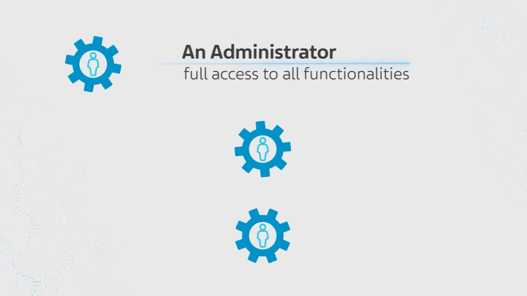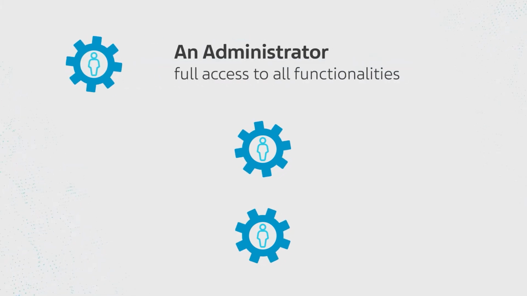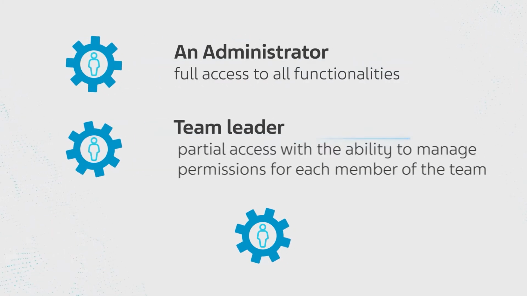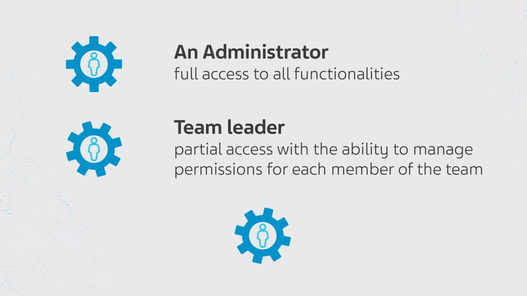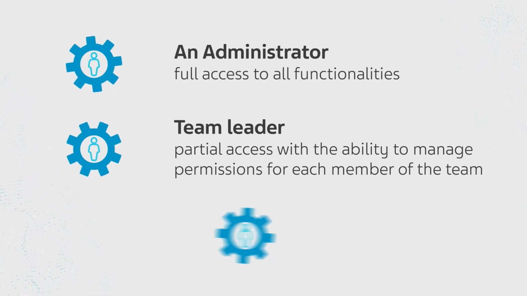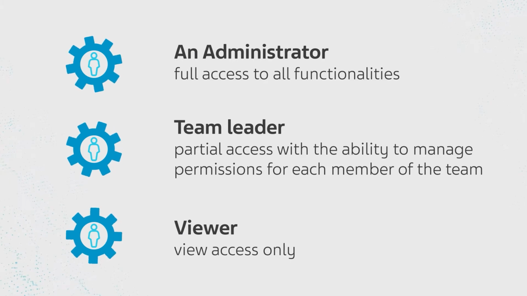Control-M has three predefined roles. An administrator has full access to all functionalities. A team leader has partial access with the ability to manage permissions for each member of the team. And viewer has view access only. You can add more roles according to your organization's needs.